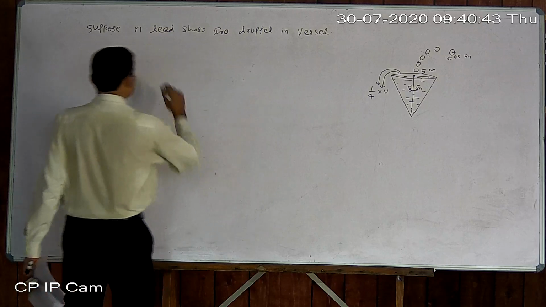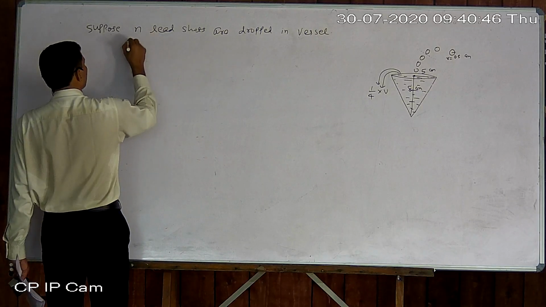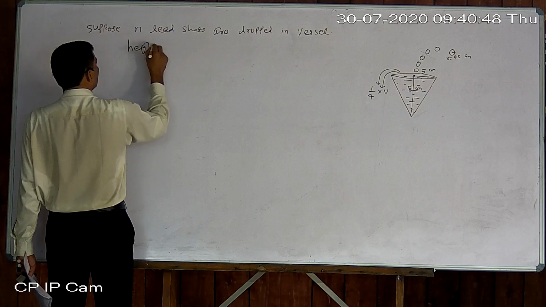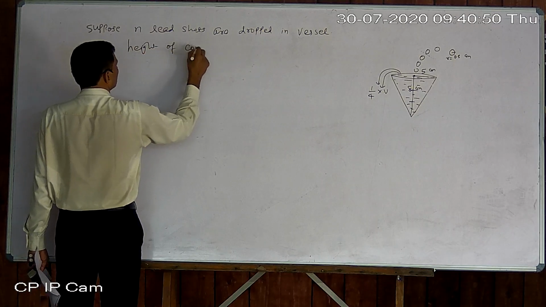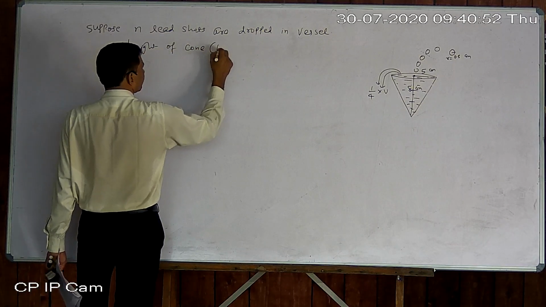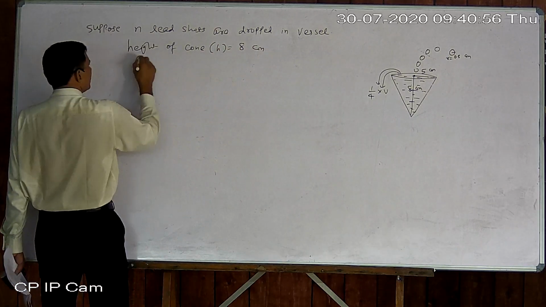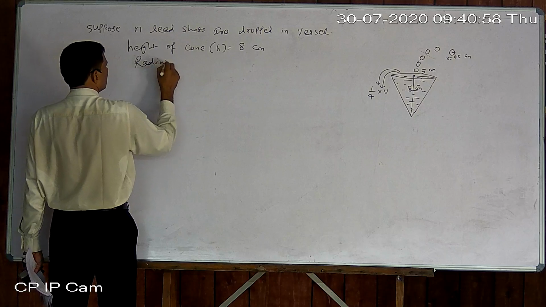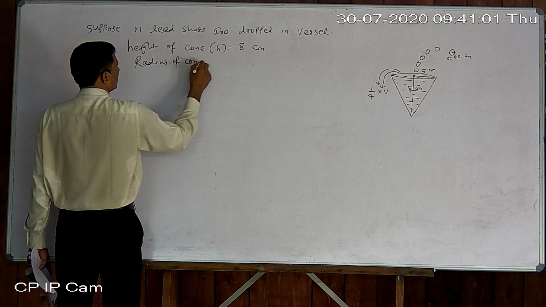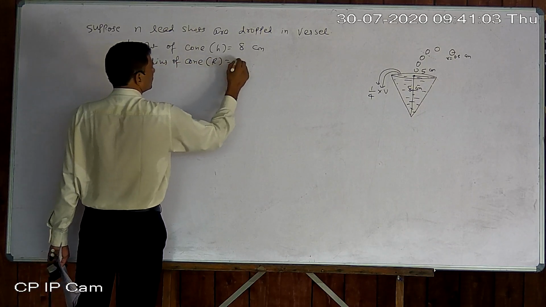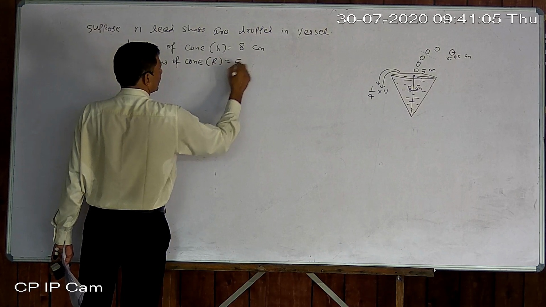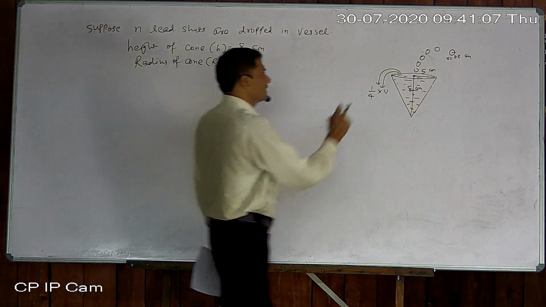Okay, so first of all, cone. So height of cone is equal to 8 centimeter. Radius of cone is equal to 5 centimeters. Okay, 5 centimeters.